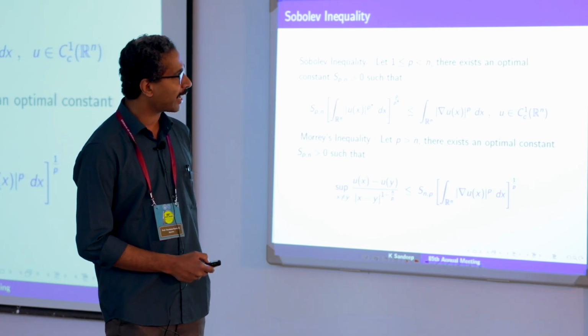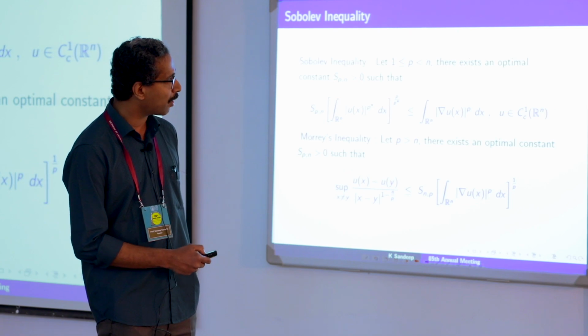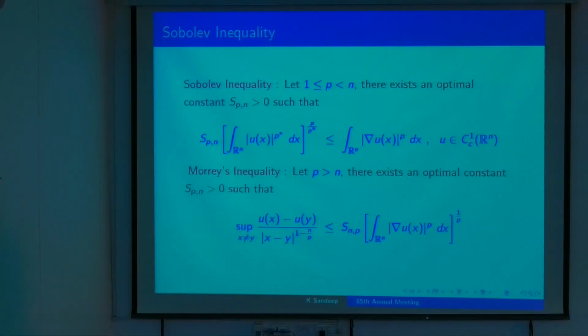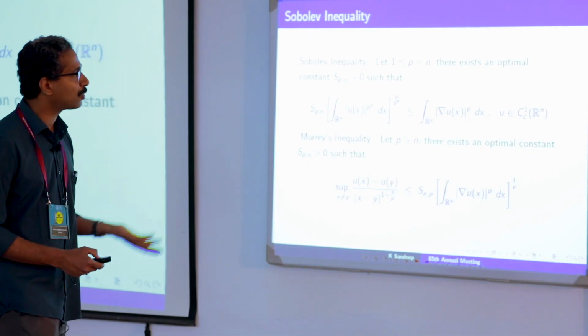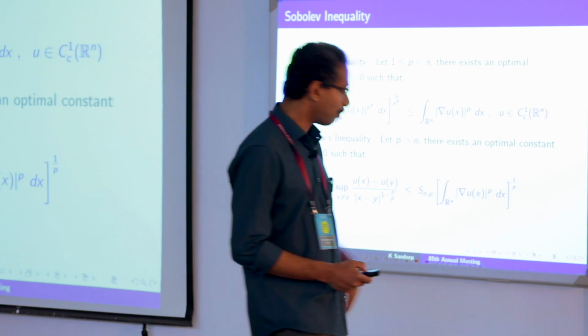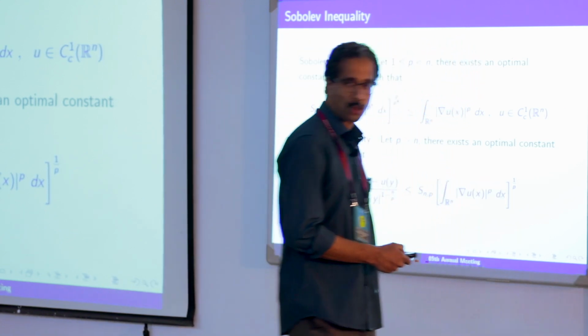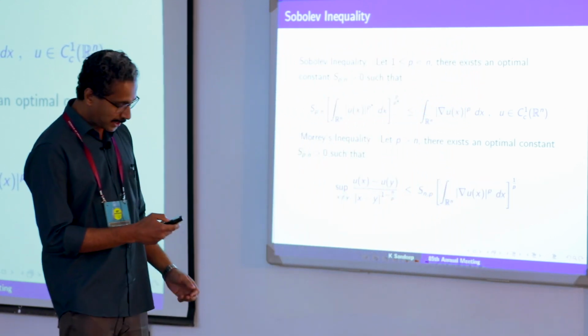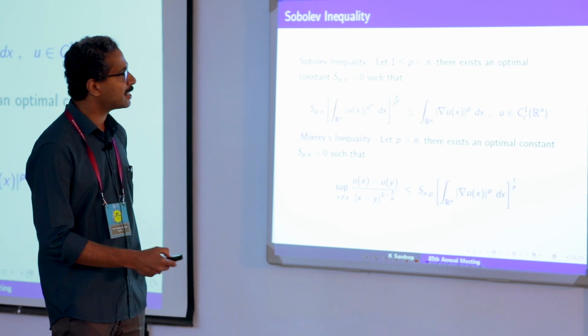In that case, what exactly you can conclude is, instead of |u|^{p*}, what you can control is some exponential of u to the power of some power. Okay, so those inequalities are also well studied, and are known as the Moser-Trudinger inequalities and so on. So what I am going to concentrate on is this inequality.